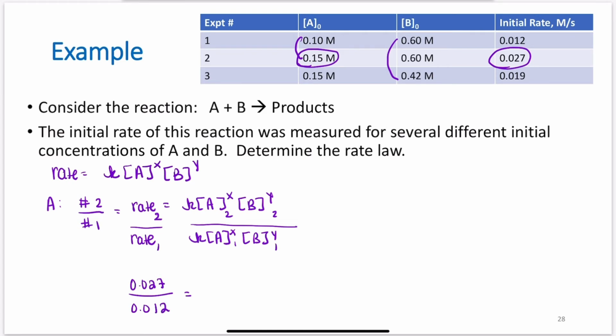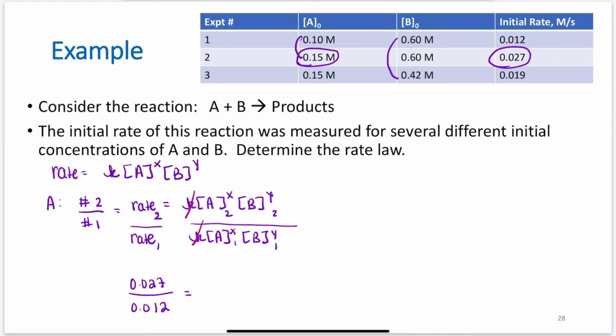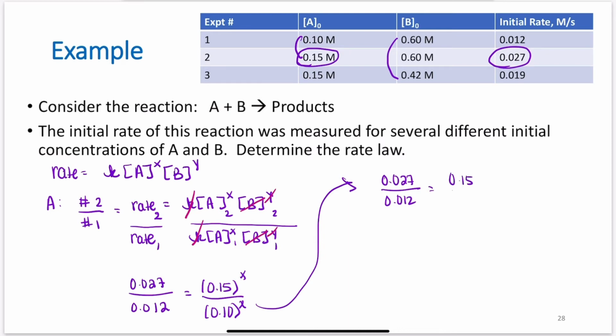My K value, I don't know what it is, but I do know it's constant, so they cancel each other out. My concentration of B, you can go ahead and plug it in here, but you don't need to. It stays constant between both reactions, and Y as well will stay constant. This simplifies this for me, so now I only have to say 0.15 raised to the power of X divided by 0.10 raised to the power of X. So I've got 0.027 divided by 0.012, and remember 0.15 divided by 0.10. This whole thing is raised to the power of X.